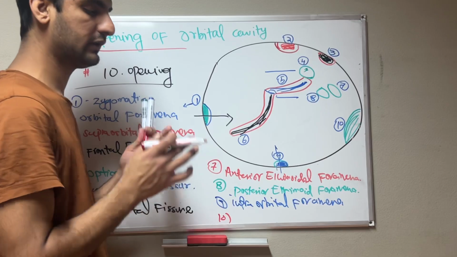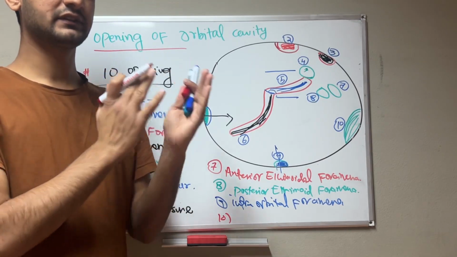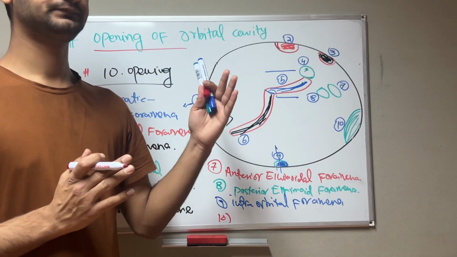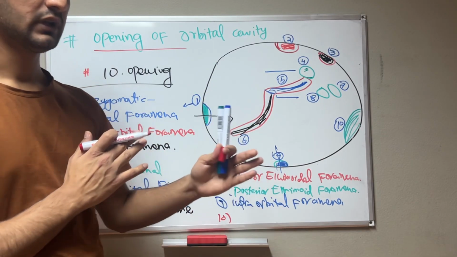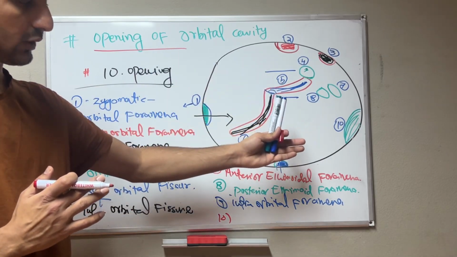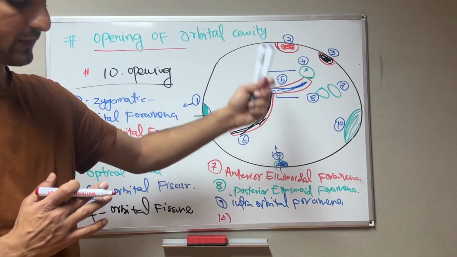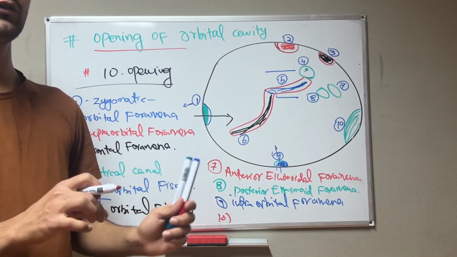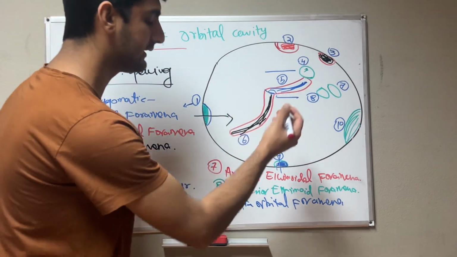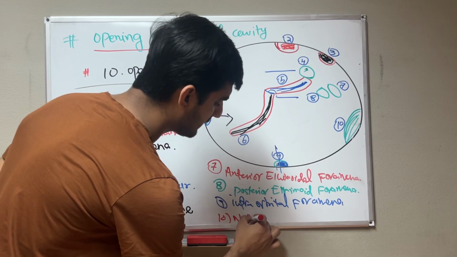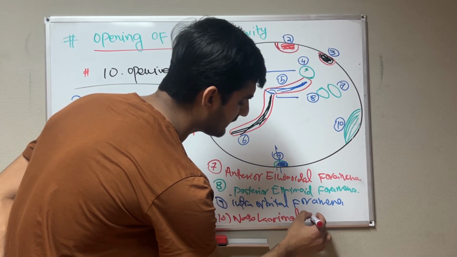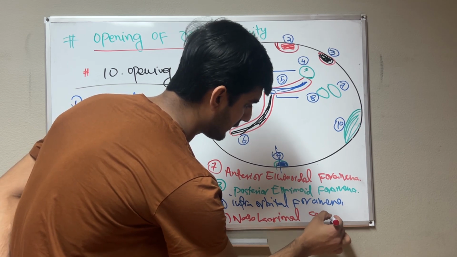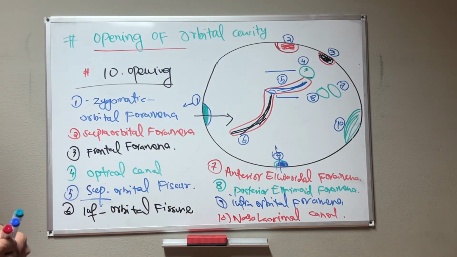The tenth opening: medially, when we discussed the orbital plate of the frontal bone, we have the trochlear fossa. In the medial wall of the orbit, in the lower part, we have the nasolacrimal canal. This is the tenth opening in the orbital cavity. The orbital cavity walls we discussed in the last video.